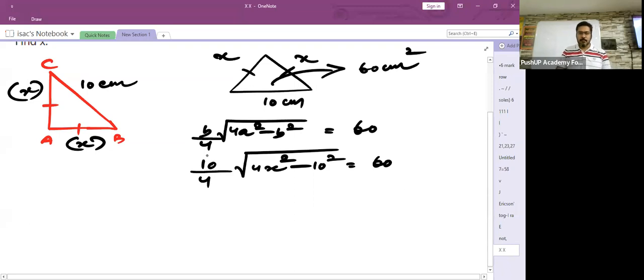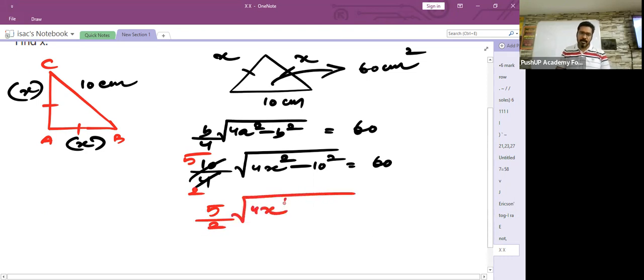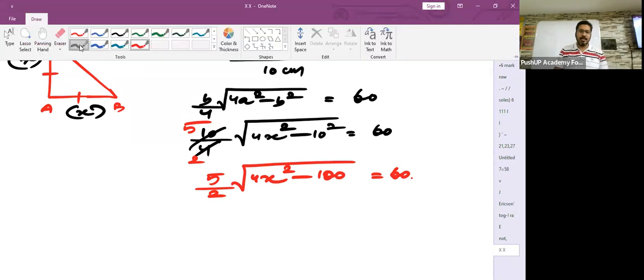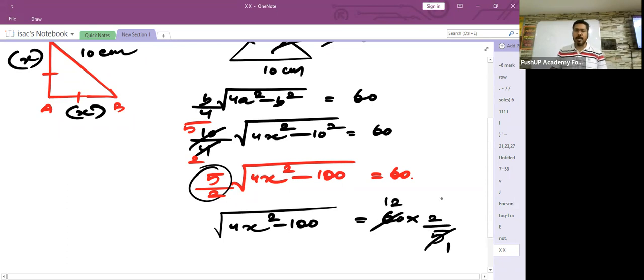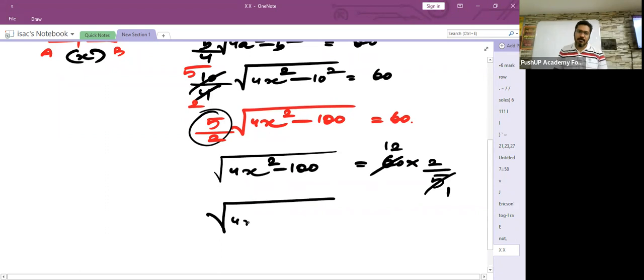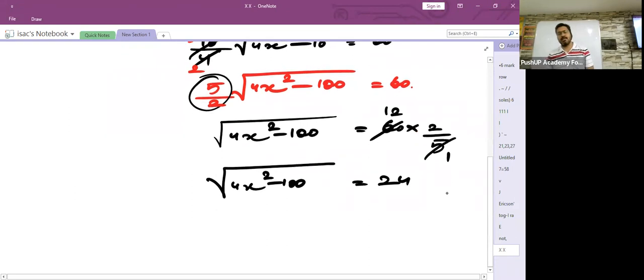Okay. Now, 10 upon 4. How much is 10 upon 4? 5 upon 2. So you can simplify this as 5 by 2 square root of 4x square minus 10 square, which is 100. And that is equal to 60. Let's bring this 5 by 2 from the left side to the right hand side. So square root of 4x square minus 100 is equal to 60 into 2 upon 5. Now 5 ones are 5 and 5 twelves are 60. Square root of 4x square minus 100 is equal to, what is 12 into 2, children? It is 24. Terence, are you noting it down? Yes, sir. Square root of 4x square minus 100 is equal to 24.